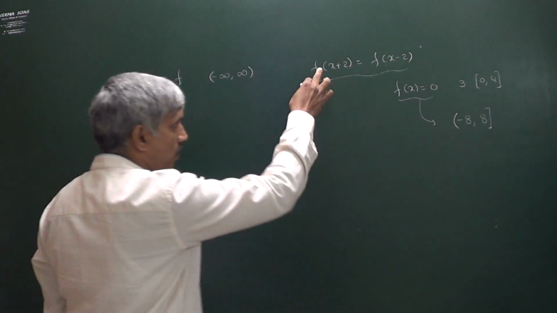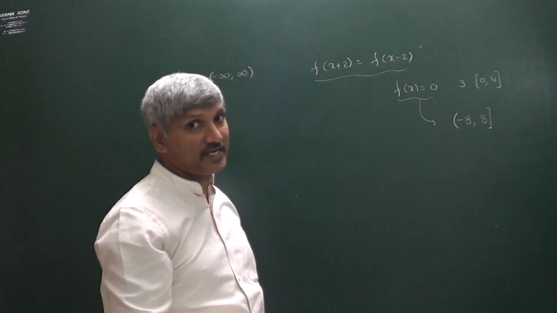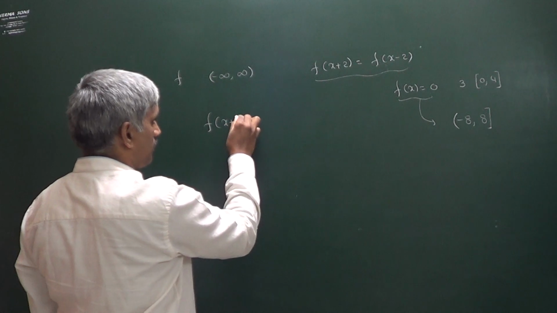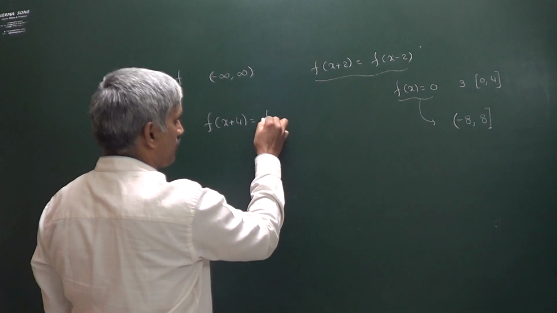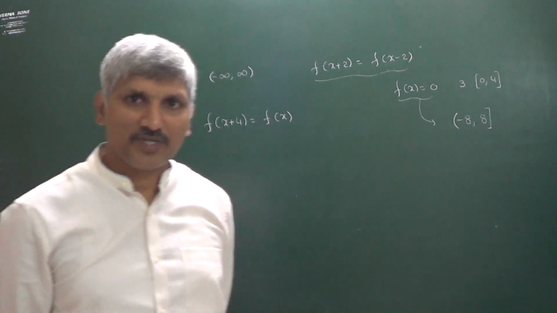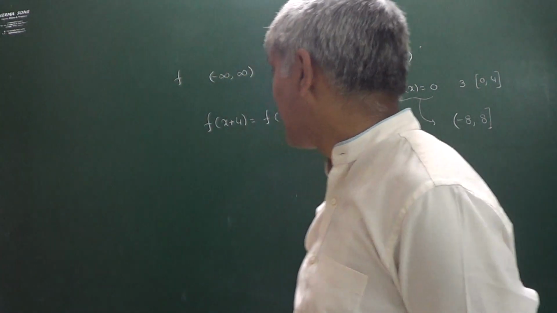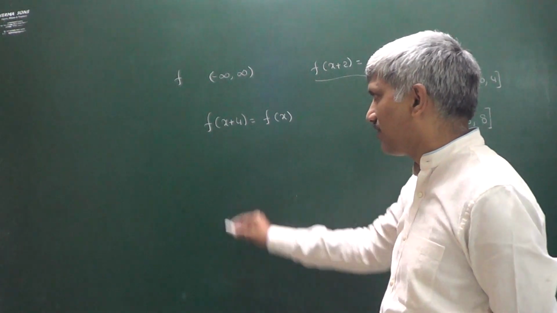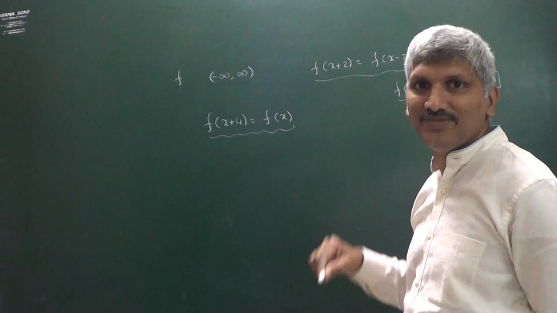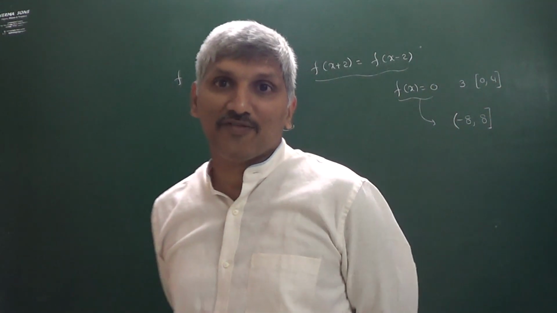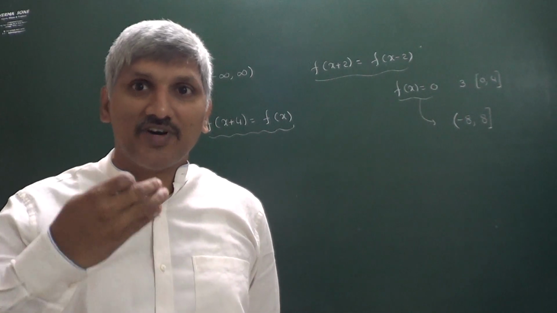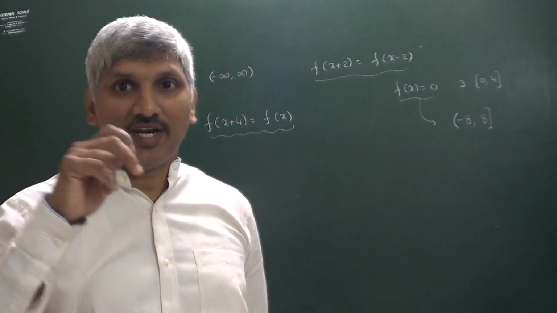Okay, so that's why f of x plus 2 is equal to f of x minus 2 is given. Now I am substituting x plus 2 in place of x. Then what happens? f of x plus 4 is equal to f of x. In place of x I substituted x plus 2, then we got f of x plus 4 is equal to f of x. So what can we say? It is a periodic function with period 4. That means for every 4 units length the same type of graph repeats.